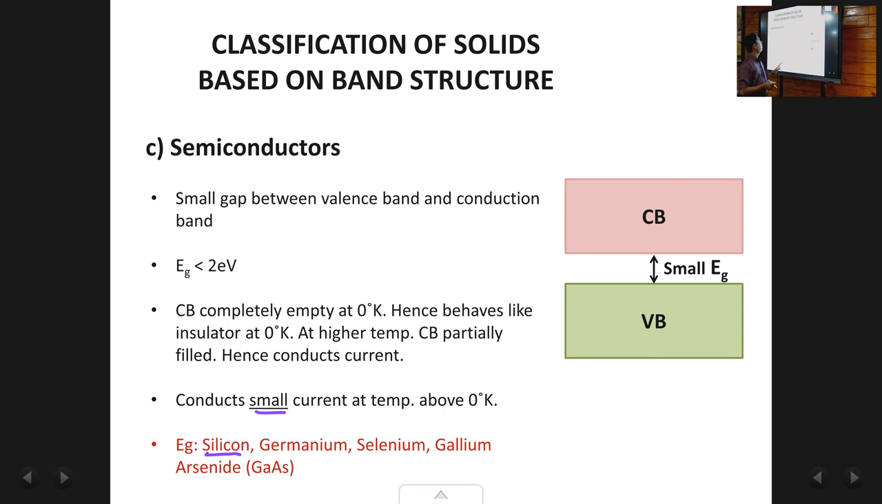Okay, so these are the three types of materials: conductors, insulators, and semiconductors. And based on the energy band structure, we classify them into these three categories. So in the further part of this chapter, we are going to study semiconductors in more detail. What is the current which flows in the semiconductor, and a very important phenomenon called the Hall effect. Okay, so that will be coming in the next classes.